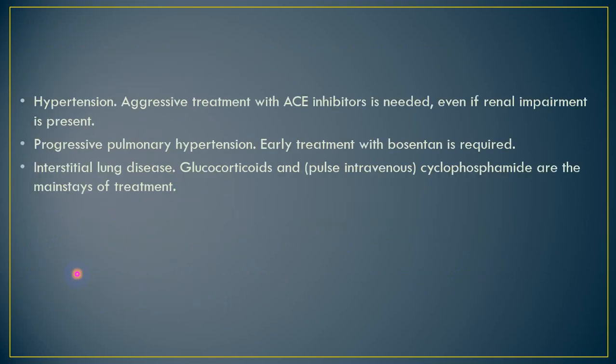For patients with hypertension, we need to treat aggressively, as hypertension is one of the main determinants of scleroderma renal crisis. And the treatment of choice will be ACE inhibitor, specifically captopril, even if renal impairment is present. For pulmonary hypertension, we need early treatment, as early as possible, with endothelin receptor antagonist, bosentan.